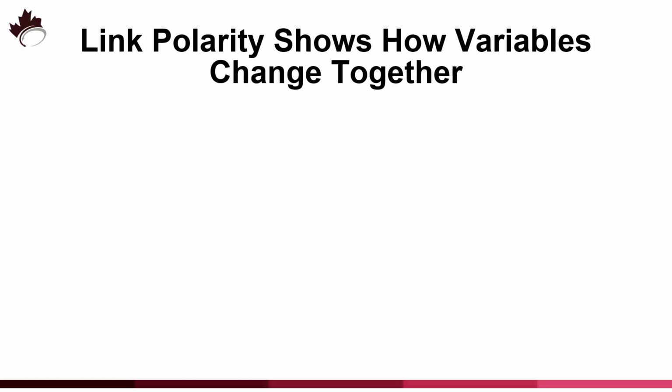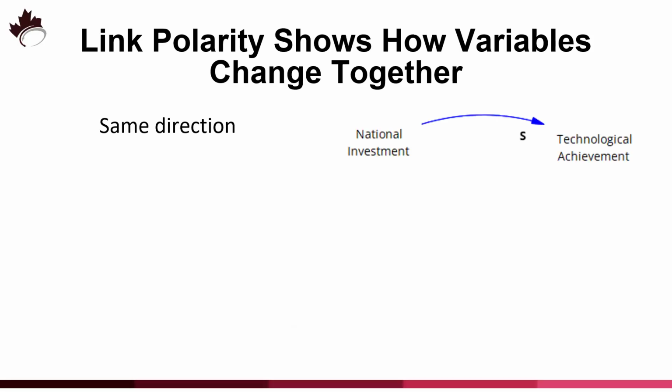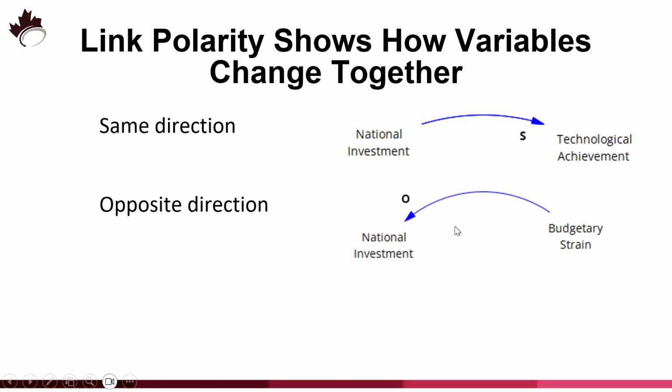Link polarity shows how the variables change together. They can move in the same direction. In this case, an increase in national investment will increase technical achievement, so they move in the same direction. Or they can move in the opposite direction. In this case, budgetary strain could increase and lead to a decrease in national investment, which is represented by the O, the opposite direction.